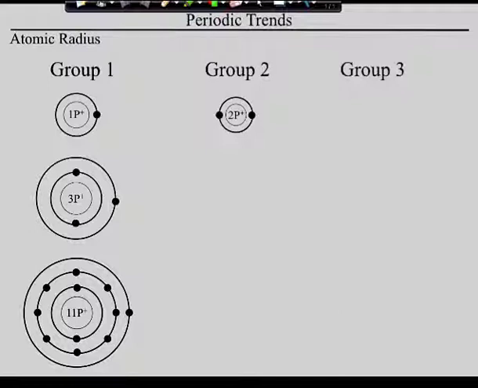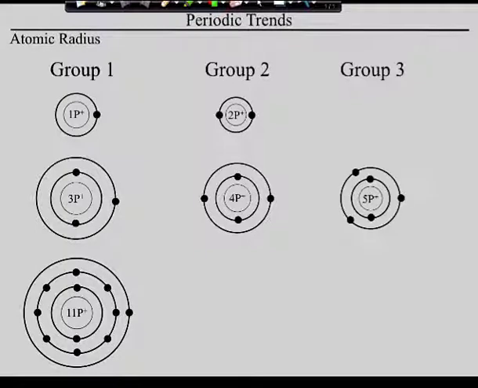Now let's do this again in period 2. So now, guys, we go from lithium with 3 protons to beryllium with 4 protons. And 4-proton beryllium pulls everything tighter together, and it's smaller. Then as we continue on to boron, that will have 5 protons, an even stronger nucleus, and it is even smaller. And guys, that trend continues.